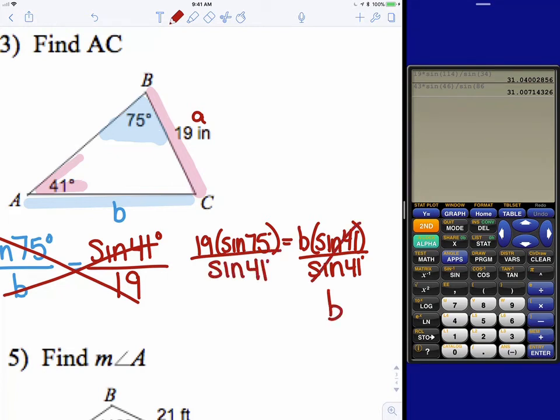All right, that gives me b all by itself. I'll type that into my calculator now. So I have 19 times the sine of 75, close parentheses, divided by the sine of 41 degrees, close parentheses. And that gives me 28.0 inches.